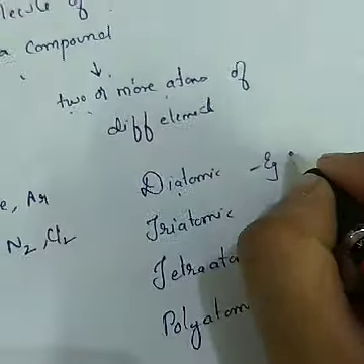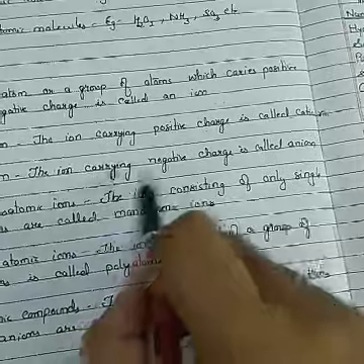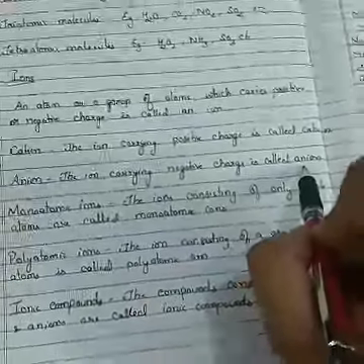Next, moving on to ions. What are ions? An atom or a group of atoms which carries a positive or negative charge is called an ion. Again, I am repeating the definition. We divide ions into cations and anions. The ion carrying a positive charge is called a cation. The ion carrying a negative charge is called an anion.